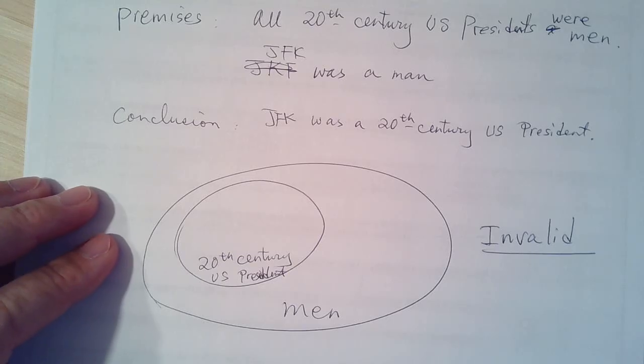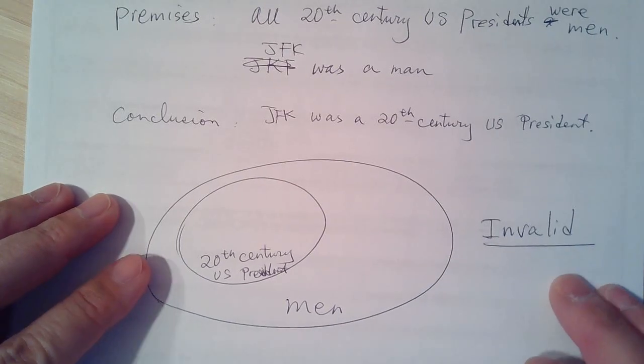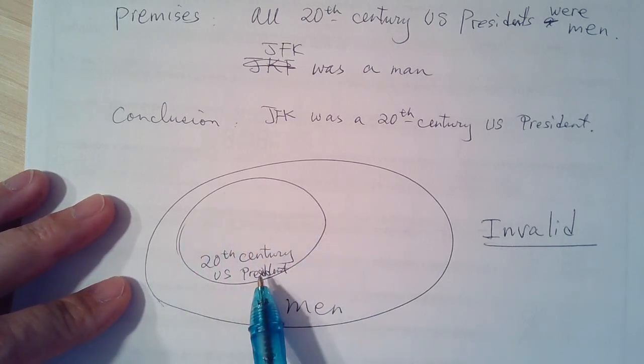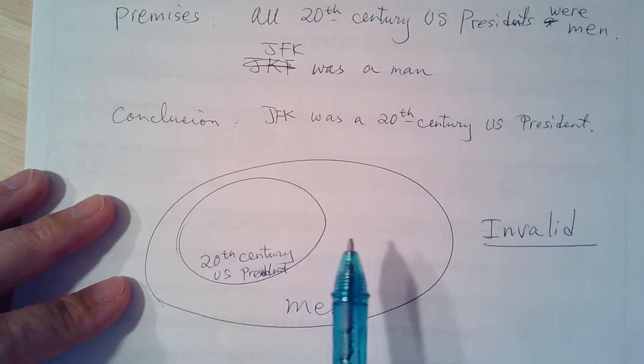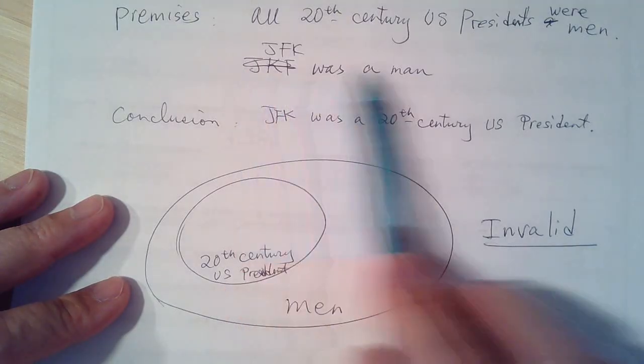However, is this conclusion true? All 20th century US presidents are men. If someone is a 20th century US president, then he must be a man. So if then, right? This sentence gives you if then. Let me give you another example here.